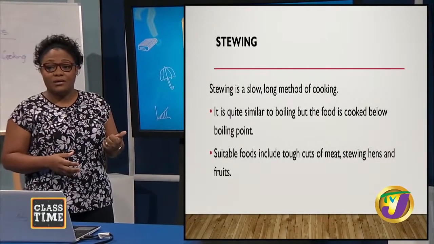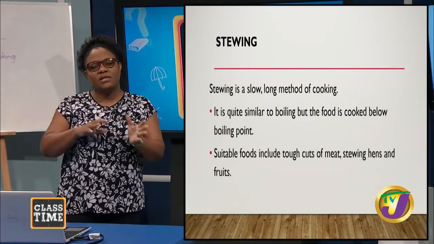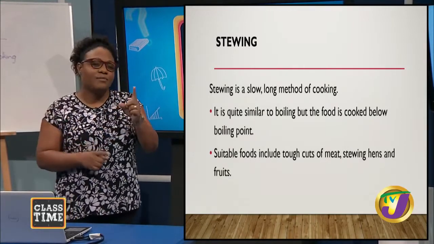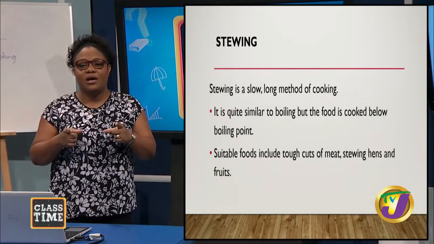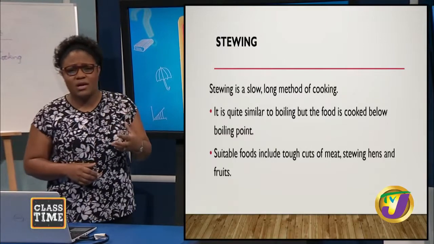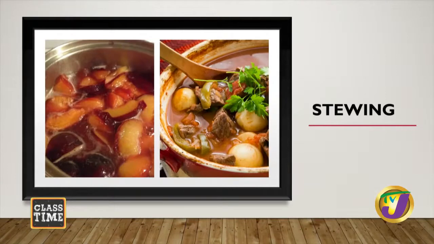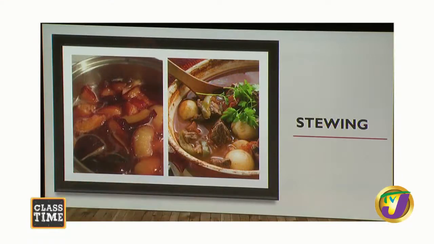It is similar to boiling, but the food is cooked below boiling point. So it comes to a simmer, but a little bit higher than that of poaching. So it's right between poaching temperature and boiling temperature. And suitable foods that we use are tough cuts of meat, the stewing hens, and fruits. And on the screen, you will see fruits that are being stewed to my far left, and a nice hearty stew to the right.